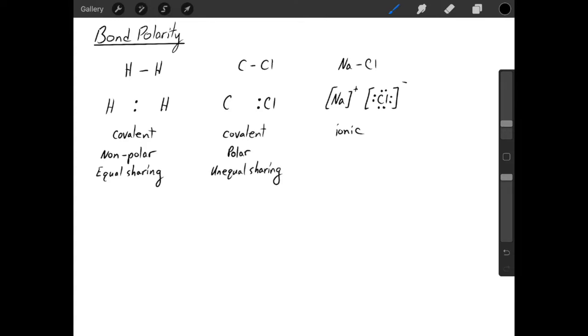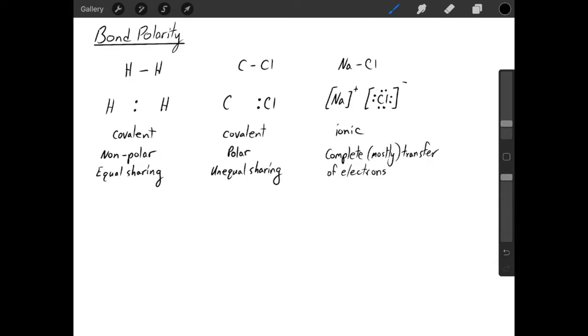In the case of the sodium chloride bond, the sharing isn't even unequal anymore. It's stopped being sharing altogether. The chlorine atom has stolen the electron from sodium in order to become the chloride ion. It's a complete, more or less, transfer of electrons. And that makes it ionic rather than covalent.